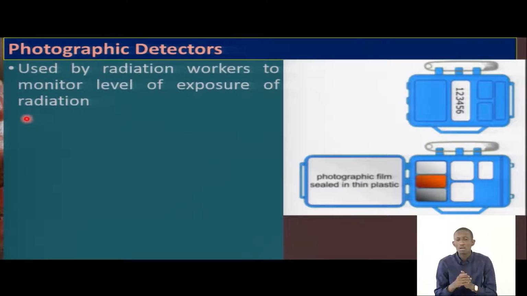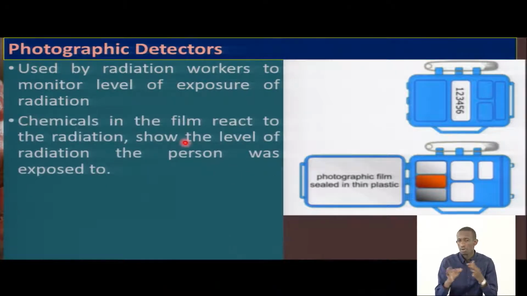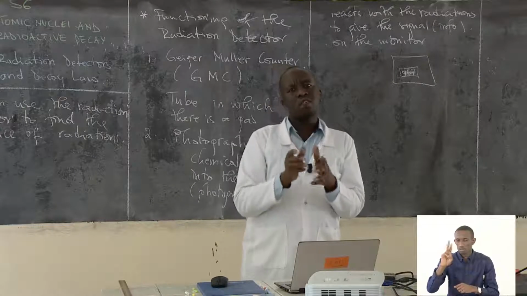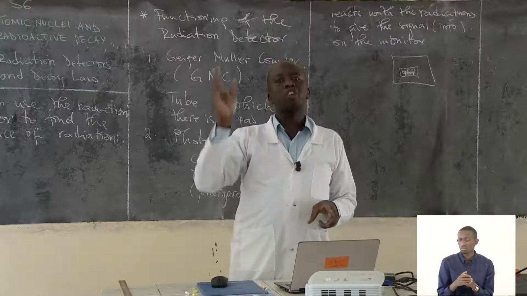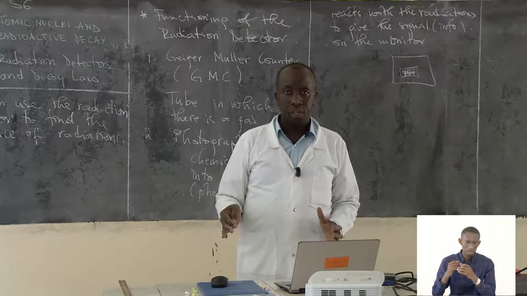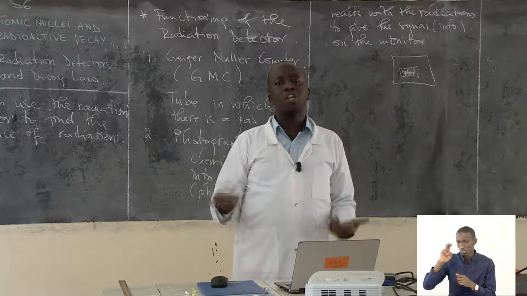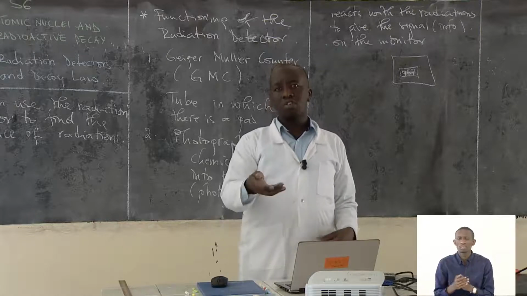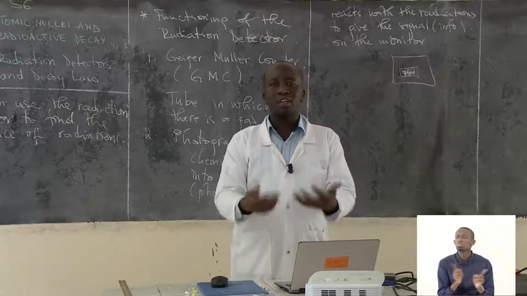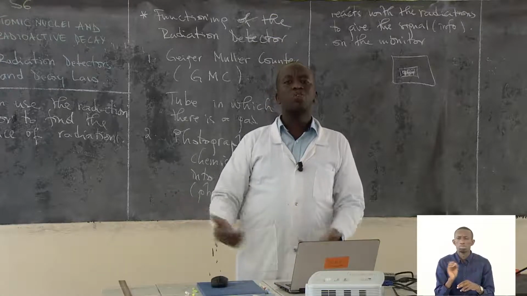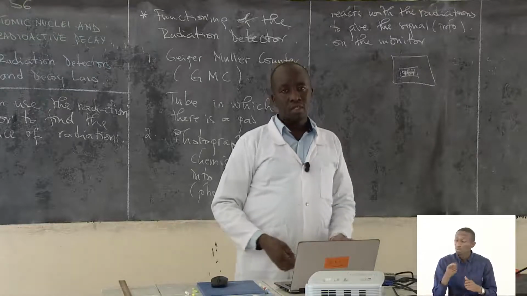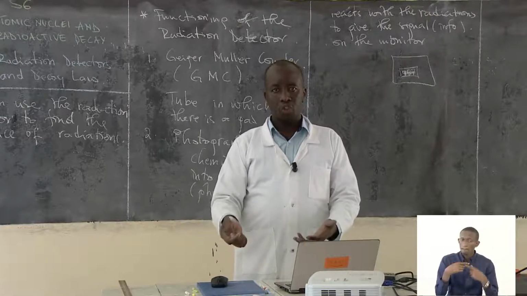That is the thing. And what I've told you is that the chemical in the film reacts to radiation to show the level of radiation the person is exposed to. But there is a disadvantage of this one. During an explosion of a nuclear power plant, for example, this one is not going to tell you whether you are in danger, because it is only showing that there is a presence of radiation, but not giving you the information whether this radiation is harmful to your body.